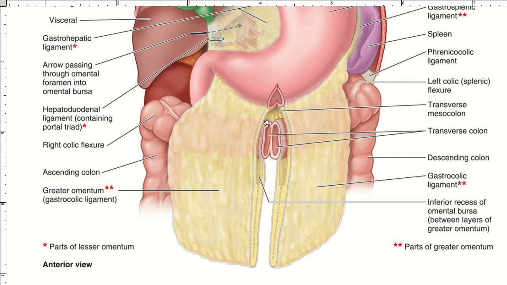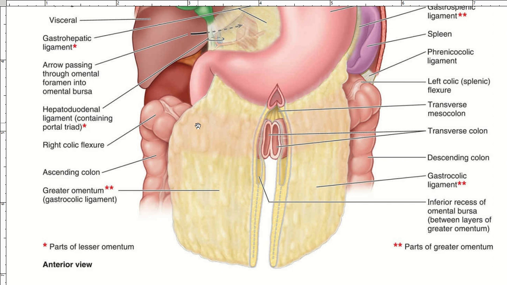And within this greater omentum, you actually have what is called the inferior recess of the omental bursa. So the omental bursa will actually extend into the greater omentum like this. You understand? The greater omentum is very important because it actually protects the small intestines and the colon from external force, and it also acts as the policeman. Why? Because it is the greater omentum that will actually prevent the spread of infection in the peritoneum.